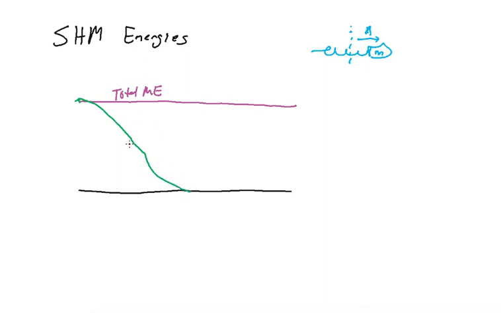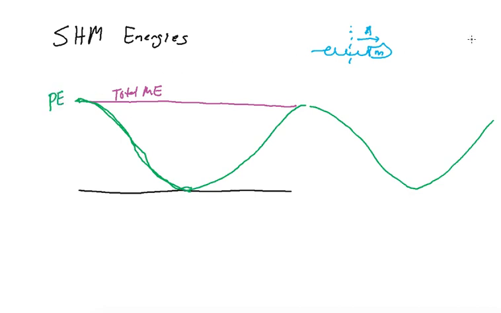Sorry, that's supposed to be a little bit nicer curve. And then as it passes equilibrium, it's going to start to compress, compress, compress, and it's going to gain back potential energy. So it's going to do something like that. And if we wanted, it would just keep on doing that, down and up, like a sine wave. Okay? And then what happens to the kinetic energy, right? This is potential energy. Well, the kinetic energy is going to do the exact opposite.